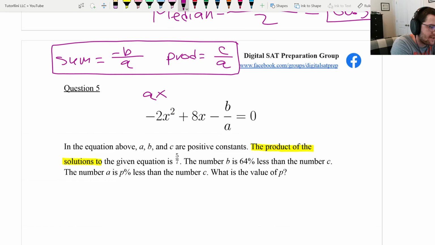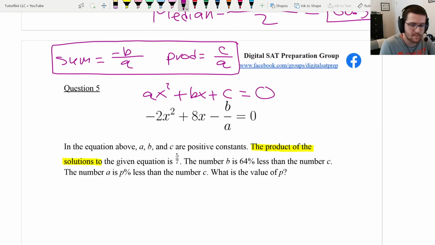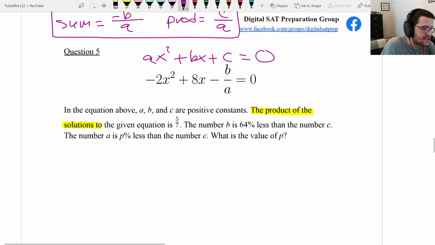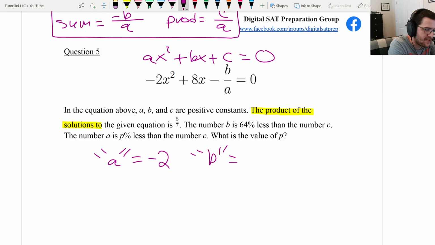So we're going to write down ax squared plus bx plus c equals 0. And we want to do the product of solutions formula. Let's first write down what a, b, and c are. So a, and I'm going to put air quotes around it so you know I'm talking about a different a, is negative 2, b is 8, and again, you guys kind of see how I'm getting this. c is this whole thing, negative b over a.